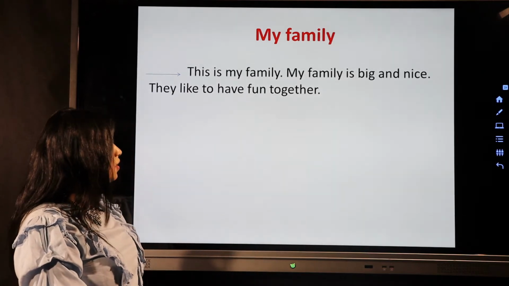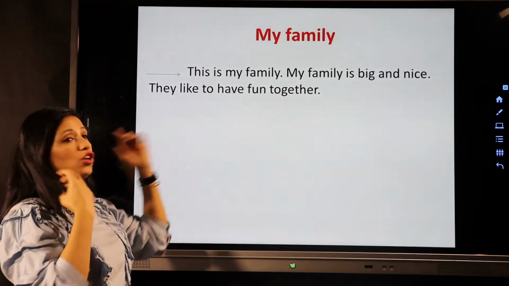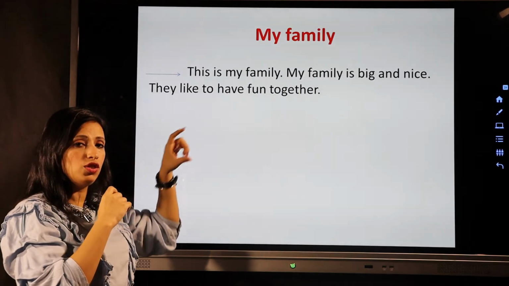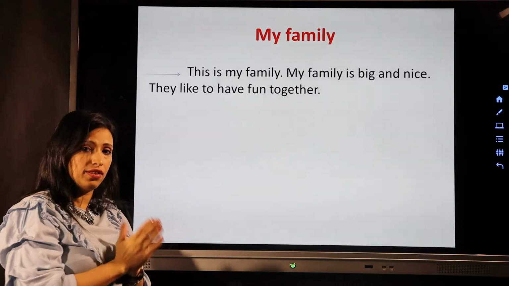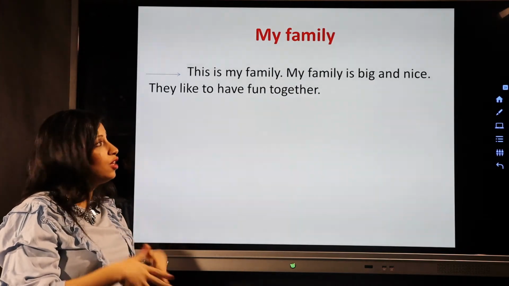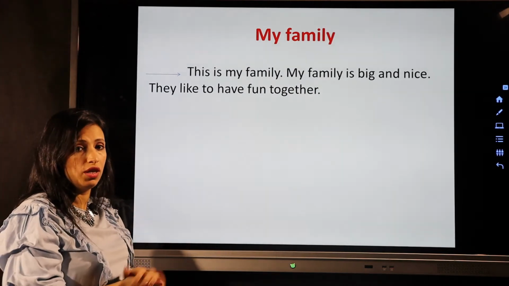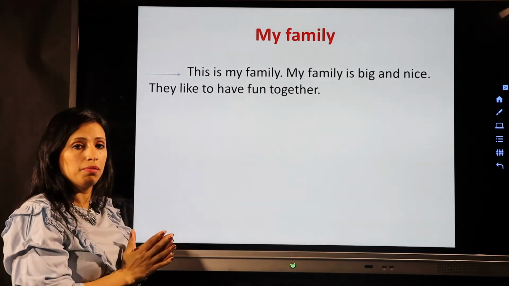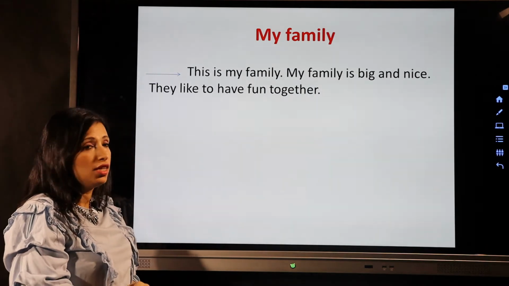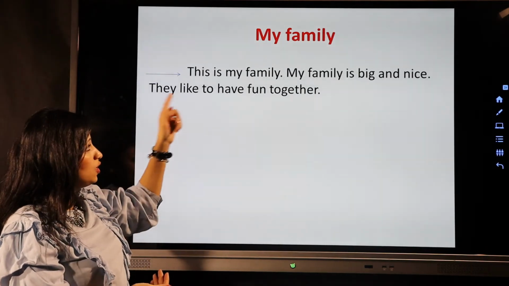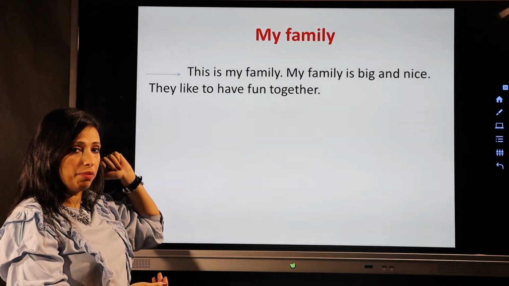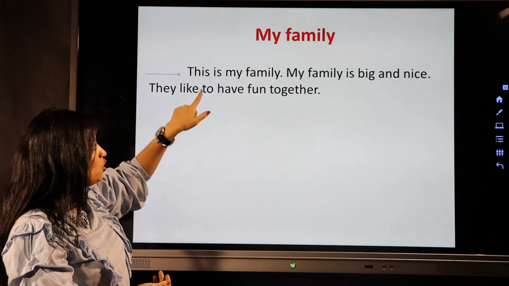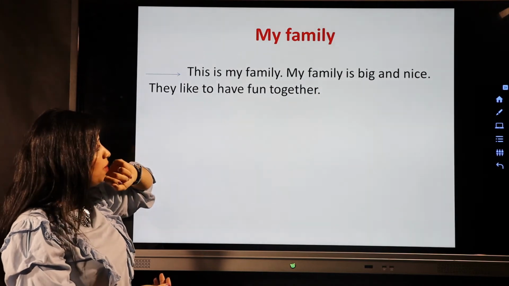Here, this is my family. This is the starting. I told you that we have to start our writing by introducing 1 or 2 or 3 attractive sentences, to let the reader know what we are going to talk about, to introduce our topic. So my topic today is about my family. So I'm going to introduce my family. This is my family. Now you remember the picture of my family? The last picture. This is my family.